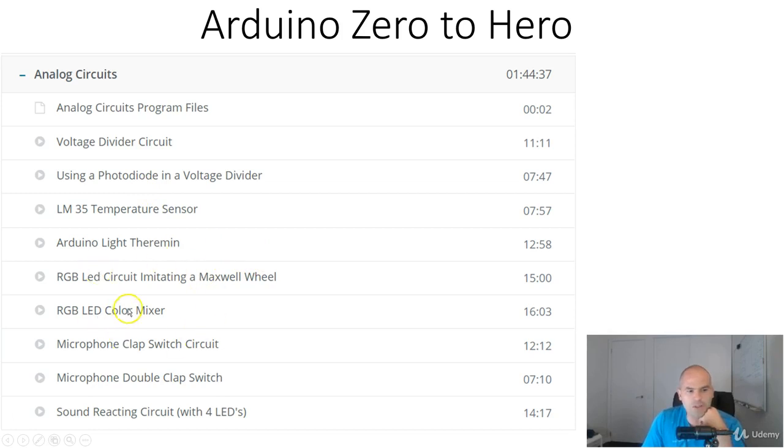We also play around with colors. We get an RGB LED mixer with 3 different potentiometers to control red, green, and blue. We recreate something called a Maxwell wheel, which you're going to see, and we really get fancy with microphones, creating clap switches, double clap switches, which are really tricky, and a sound reacting circuit, which makes your music downs dance to lights.